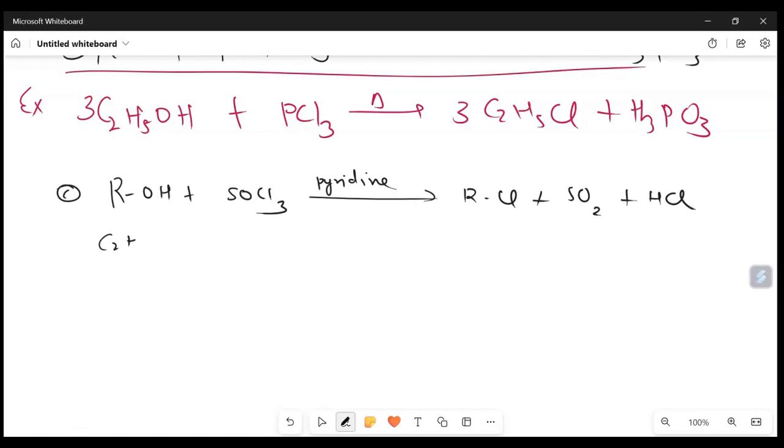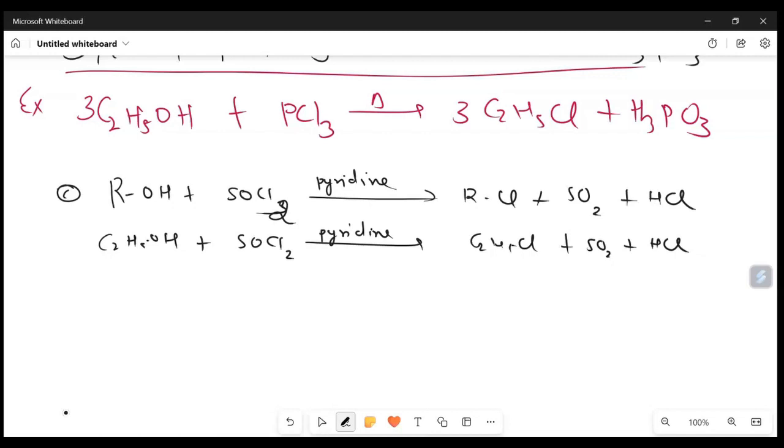You can write down the example also again. C2H5OH reacts with SOCl2, not PCl3. SOCl2 in the presence of pyridine will give C2H5Cl plus SO2 plus HCl. So these are the important reactions for both, right?